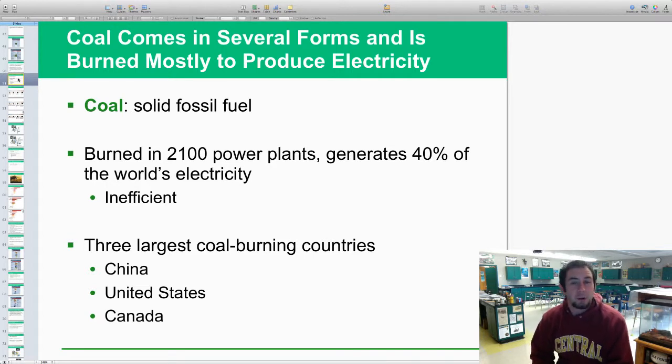Burned in 2,100 power plants across the world, it generates 40% of the world's electricity. Although it is relatively inefficient, there is lots of it to burn. The three largest coal burning countries are China, the United States, and Canada, in that specific order.